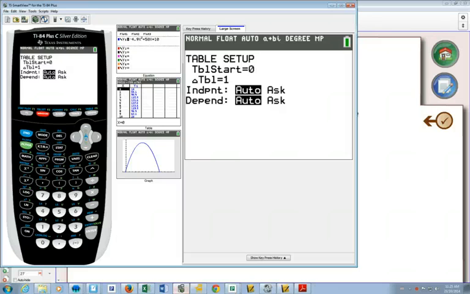You need to make sure that you have your equation written in y equals.